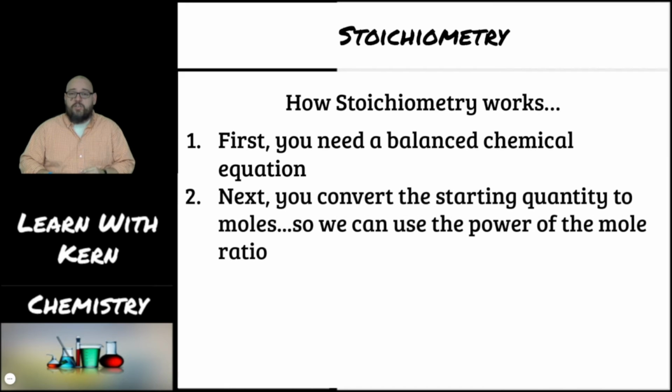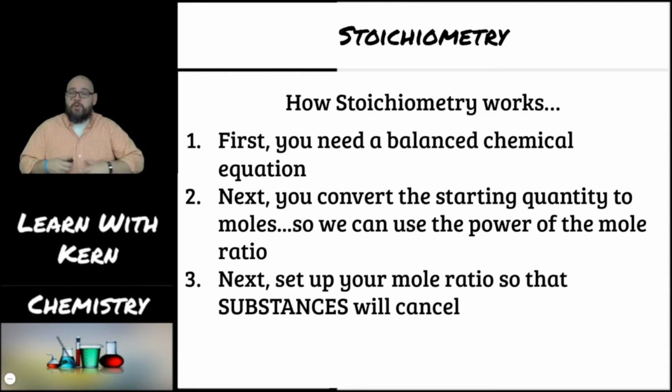The next thing you're going to do is convert whatever unit you're given in the problem to moles. Because in order to use the mole ratio, my unit has to be in moles. So if I'm given grams, I convert it to moles. If I'm given liters, I convert it to moles. If I'm given particles like atoms or molecules, I convert it to moles. If I'm given moles, then I'm down 1 step. I don't have to convert to moles, I just move on.